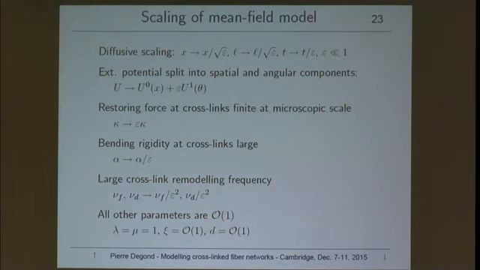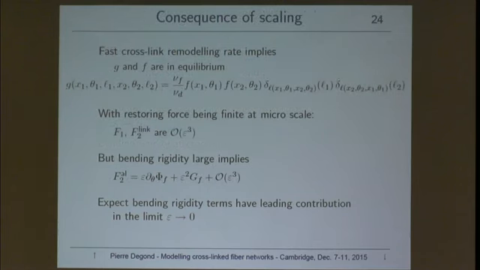The consequence of this scaling is as follows: the fast crosslink remodeling rate implies that the right-hand side of the G equation of the crosslink distribution is 0. So we have equilibrium between crosslinking and unlinking.